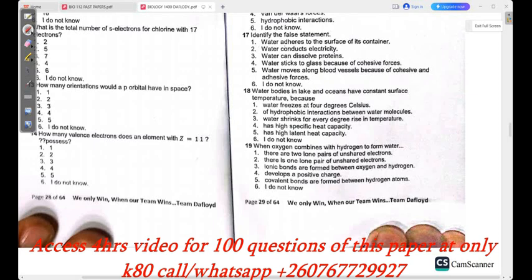17. Identify the false statement. So we have 5 statements. 4 of them are correct, then one is false. So we are looking for that false statement.